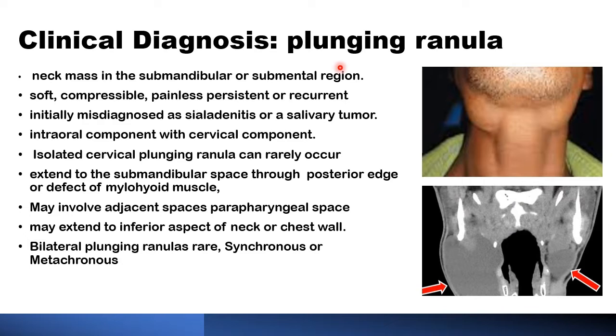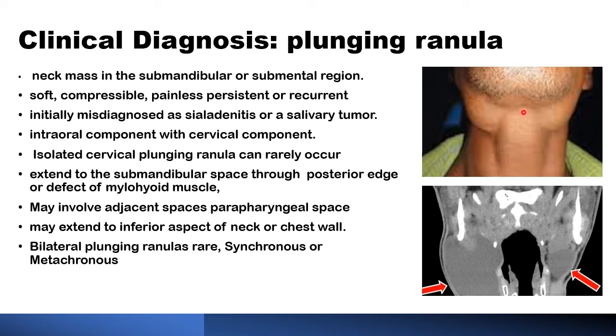A plunging ranula would present as a mass in the neck. This would be a soft, compressible, painless mass that may be persistent or recurrent. It's usually unilateral, rarely bilateral, like in this case.